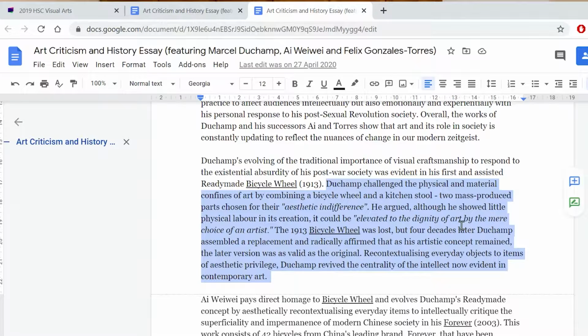Duchamp challenged the physical and material confines of art by combining a bicycle wheel and a kitchen stool, two mass-produced parts chosen for their aesthetic indifference. He argued, although he showed little physical labour in its creation, it could be elevated to the dignity of art by the mere choice of an artist. The 1913 bicycle wheel was lost, but four decades later, Duchamp assembled a replacement and radically affirmed that as his artistic concept remained, the later version was just as valid as the original. Recontextualizing everyday objects to items of aesthetic privilege, Duchamp revived the centrality of the intellect, now evident in contemporary art.